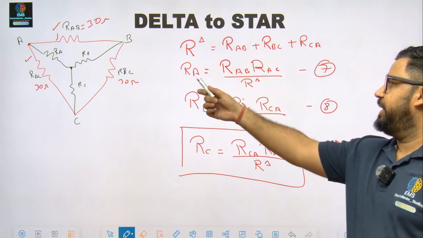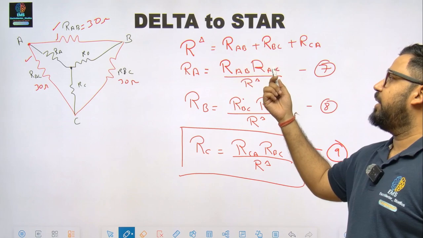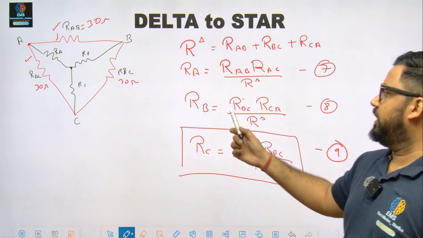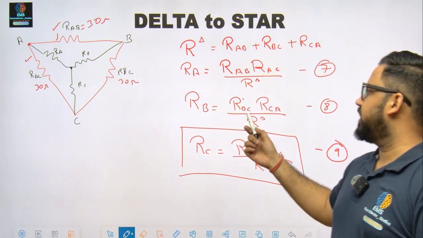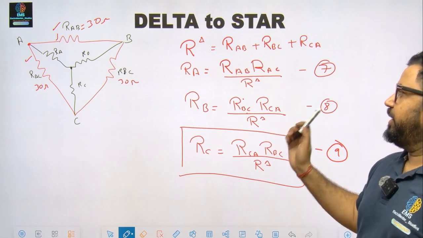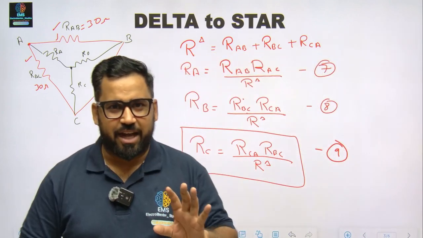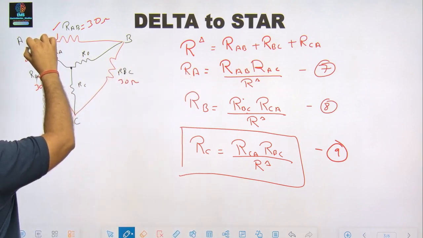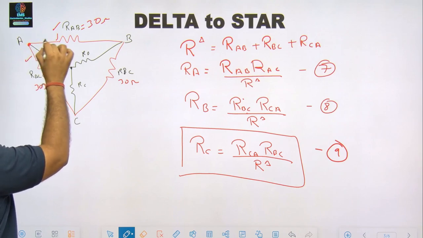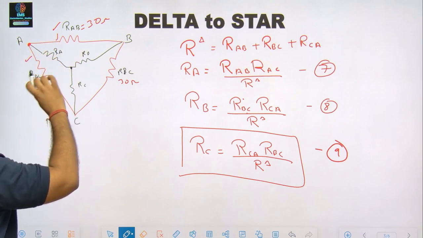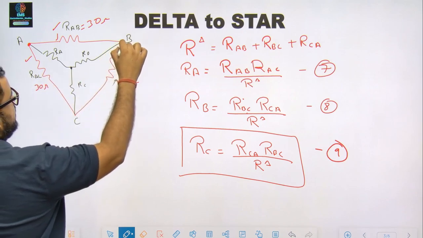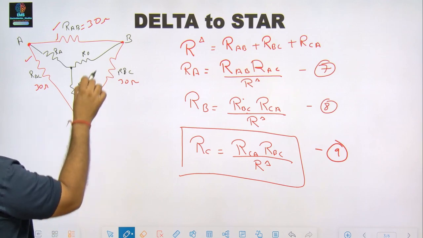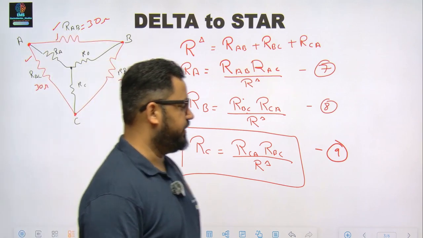So how to remember? See, RA is there. Multiply both the resistors from delta which contain A, RAB, RAC. RB is here. Multiply both the resistances which contain RB and RC. And if RA, RB and RC are not given to you, just remember, if you want to calculate for this arm, this is the point at point A, whichever resistance is there, multiply this divided by the sum of this. At this, multiply this divided by the sum of this. At this, multiply these two and divided by the sum of all three.